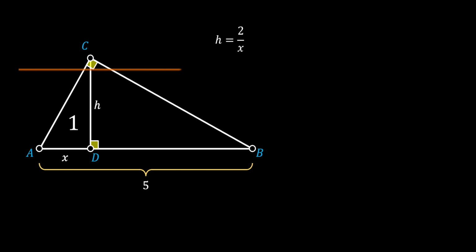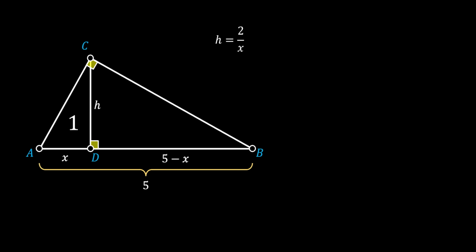Now let's have a look at the segment DB. This segment actually represents the difference between the hypotenuse AB and the base of the triangle on the left, x. So this segment must have the length of 5 minus x. This segment also represents the base of our wanted triangle DBC.